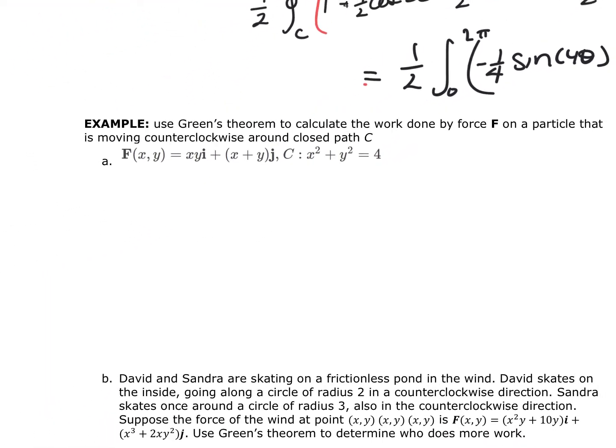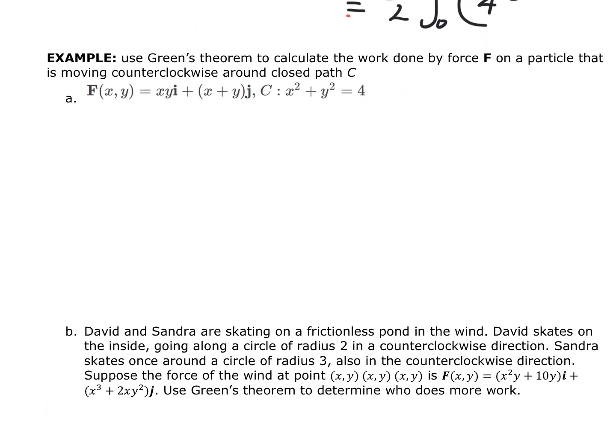Let's take a look at this next example. Use Green's theorem to calculate the work done by the force F on a particle that is moving counterclockwise along a closed path C, where the vector F of xy is equal to xy in the i direction, x plus y in the j direction, and the path is x squared plus y squared equal to 4. So I'm just going to draw a quick little sketch of the path, and you're like, oh, it's a circle with a radius of 2, and that would be correct, and we're going counterclockwise.